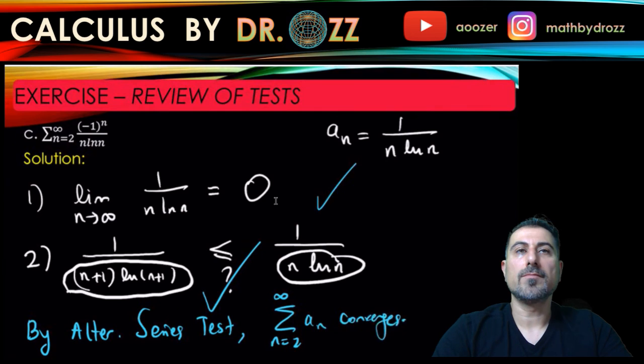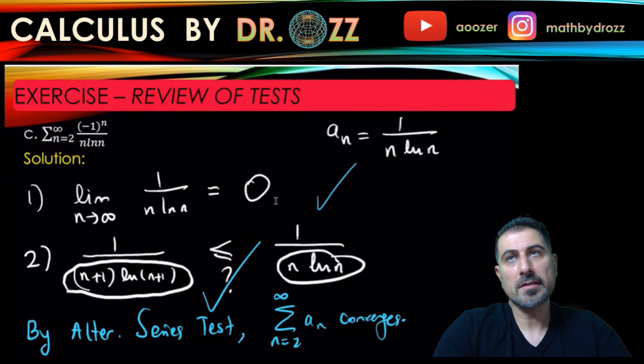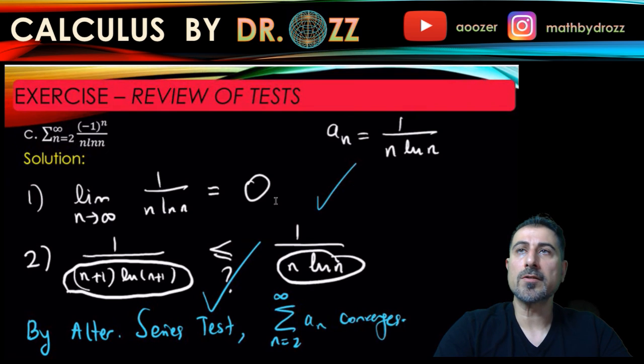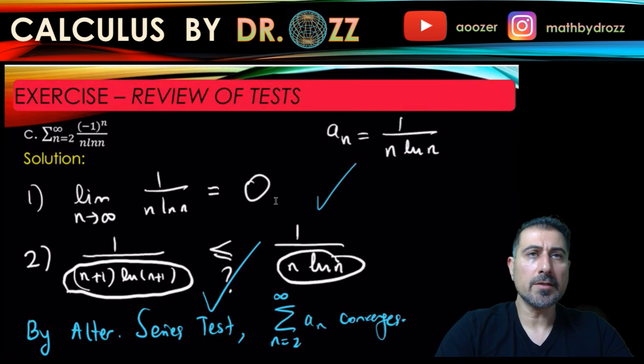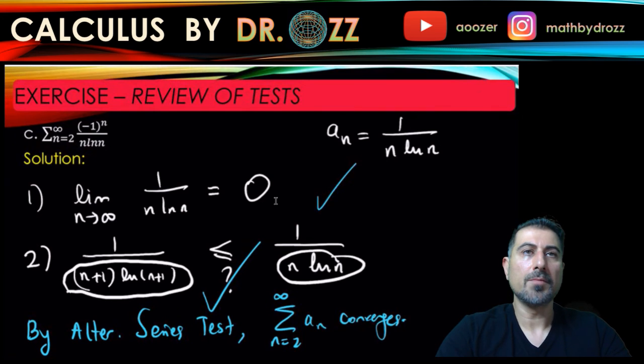So again, since we saw initially that this is an alternating series, I think it's best to apply the alternating series test. Can you apply other tests like the ratio test or root test or comparison test? Yes, you can. But why don't we apply the alternating series test if we can?